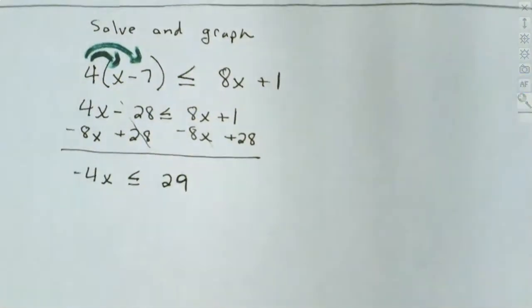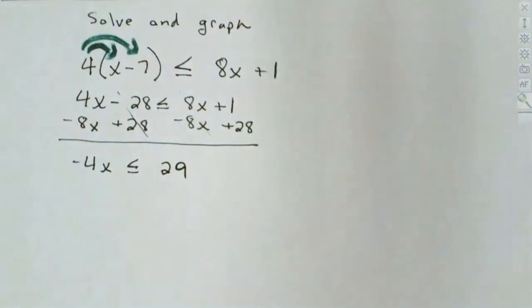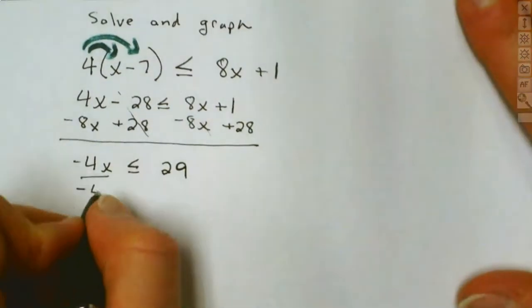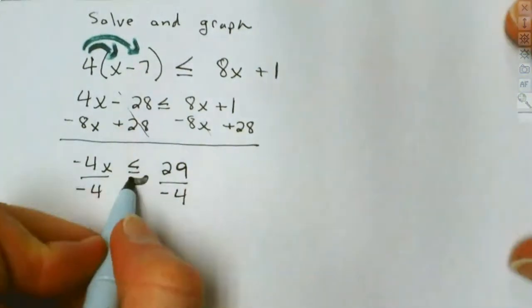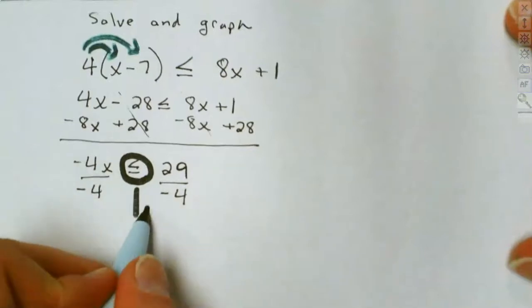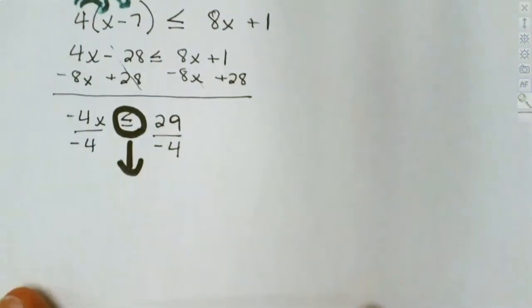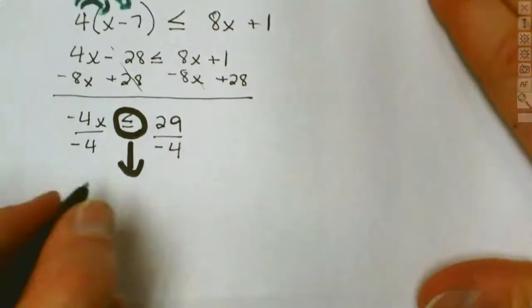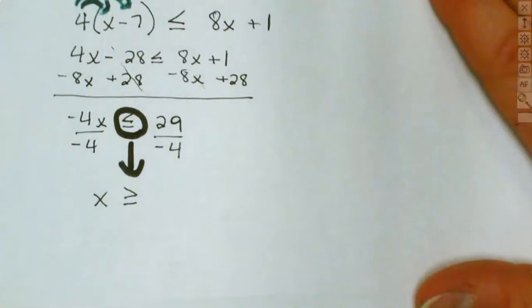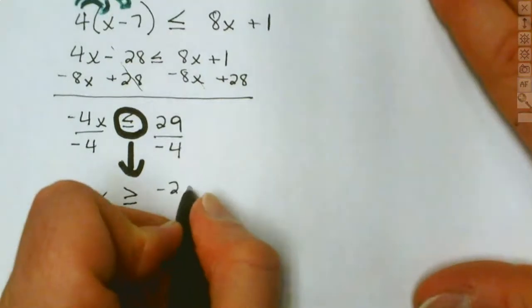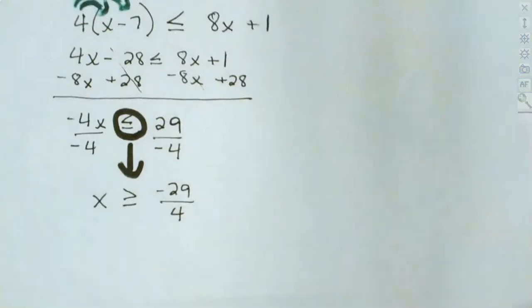We now need to finish this. When we divide by a negative, when we divide by that negative 4, what's going to happen to our inequality symbol? Okay, we divided by a negative 4. When you divide by a negative, that switches your inequality symbol. And 29 over 4 is not going to reduce down. So that's just going to be left as a minus 29 over 4. Okay, we switched our inequality symbol. Why? Because we divided by a negative.